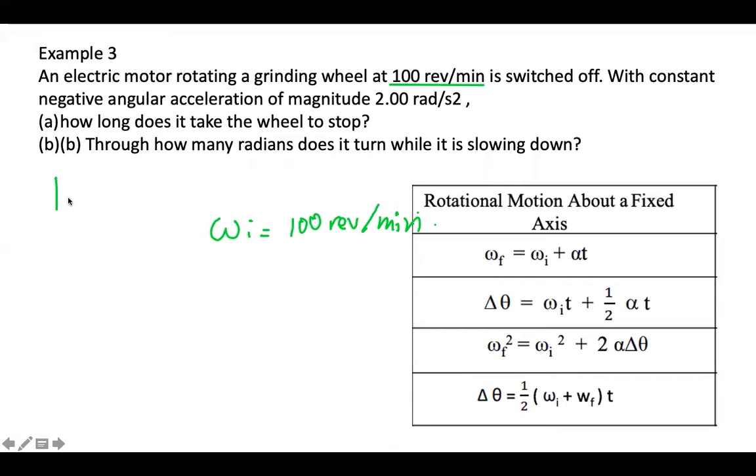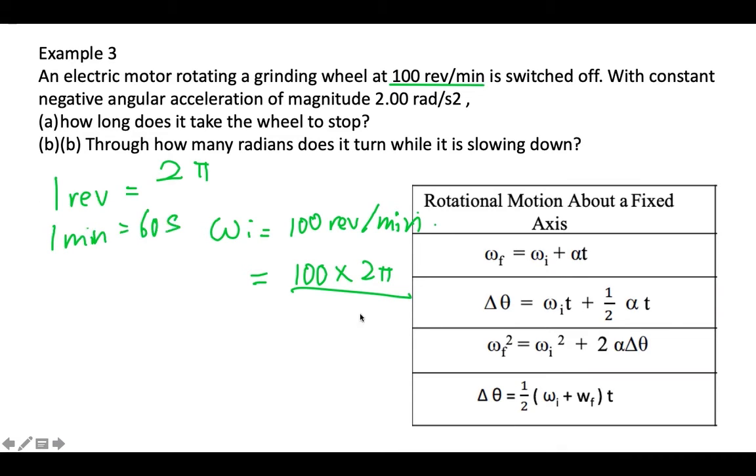Okay. So one revolution, like one circle, is actually equal to 2 pi. So here, 100 times 2 pi. And then per minute, 1 minute is equal to 60 seconds, so divided by 60. And when you do the calculation, I make it simple, maybe 200 over 60 pi. And then I use this number to put in my calculation.